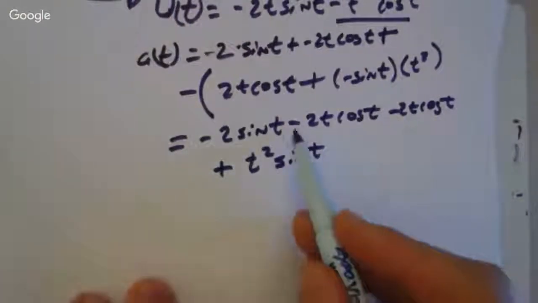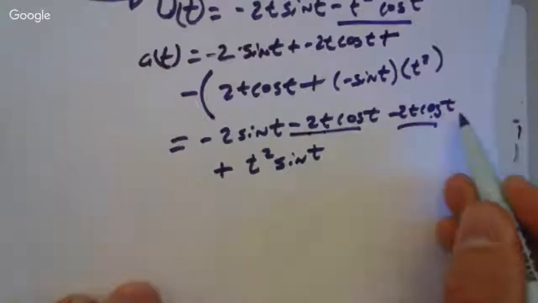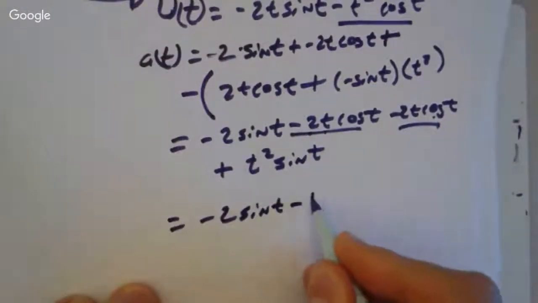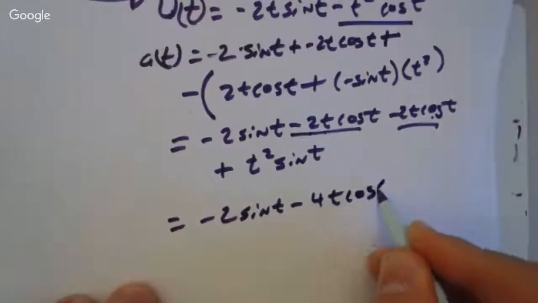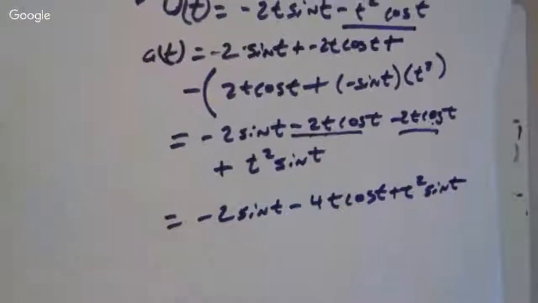Clean up a little bit more. I've got that and that. Those are actually like terms. You've got -2 of this and -2 of that. So that gives us -2 sine t minus 4t cosine t plus t squared sine t. Hot dog. Questions on that?